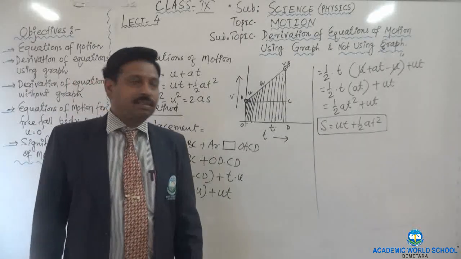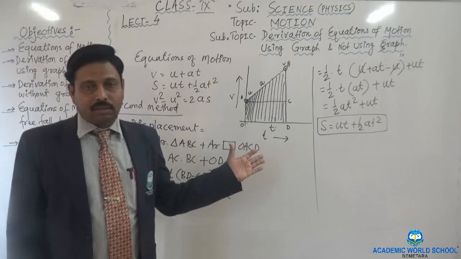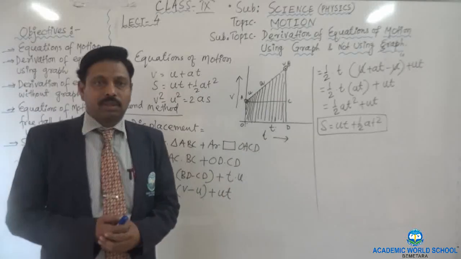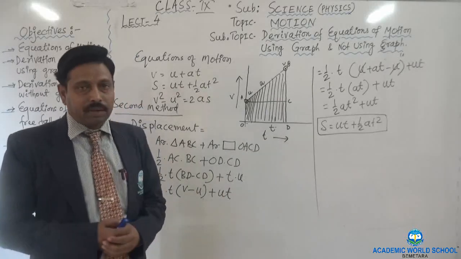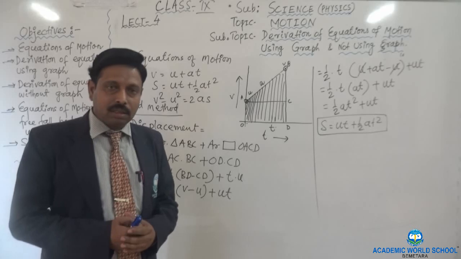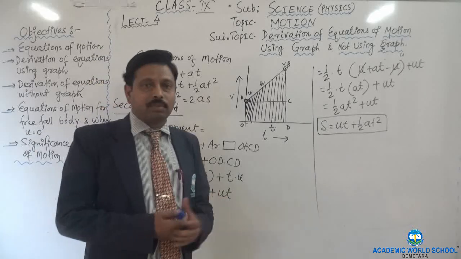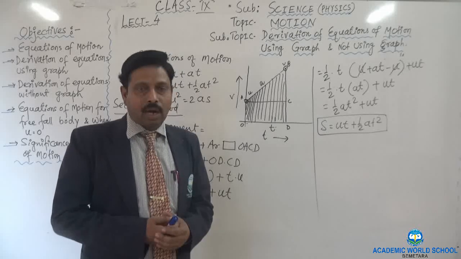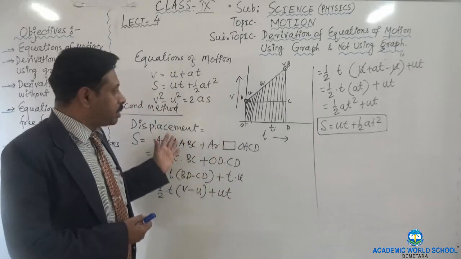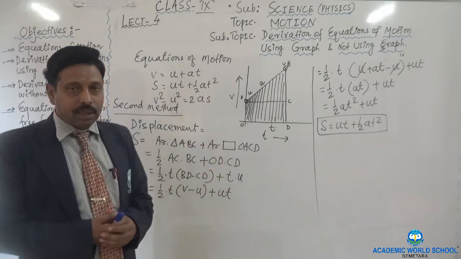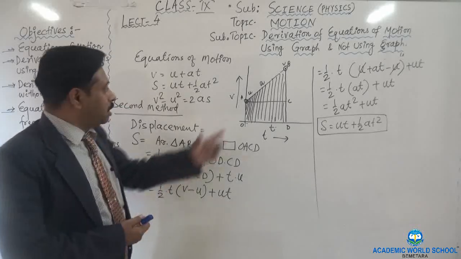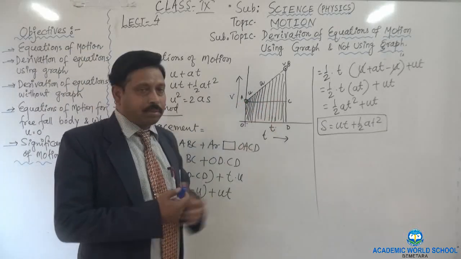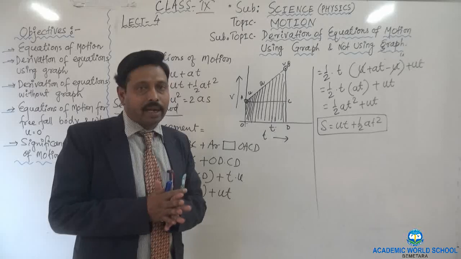Okay students, I told you how to derive the second equation of the motion using the graph, and I explained two methods. Again I repeat, in the first method I used the trapezium. I found the area of the trapezium, and in the second method I used the area of the triangle and the area of the rectangle, and both are added.